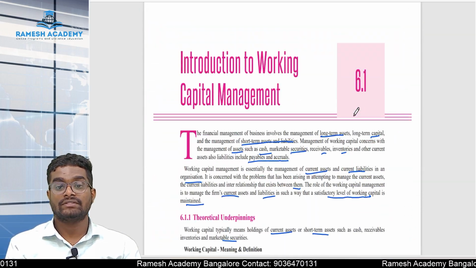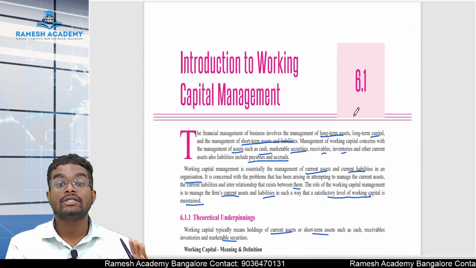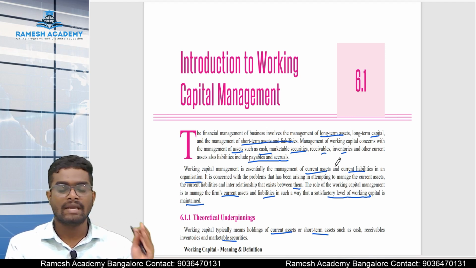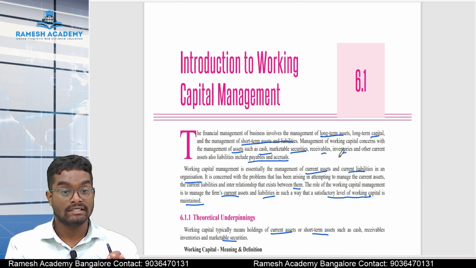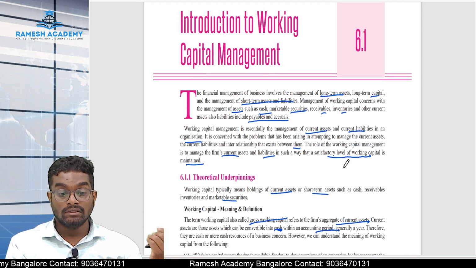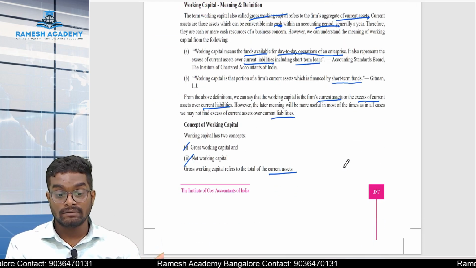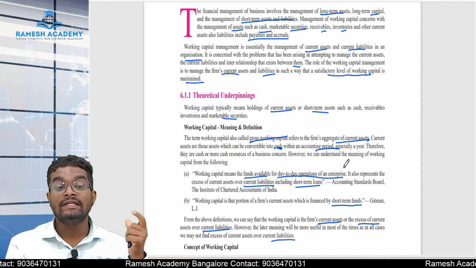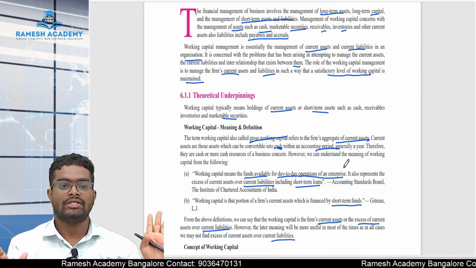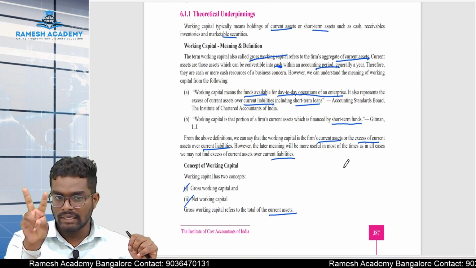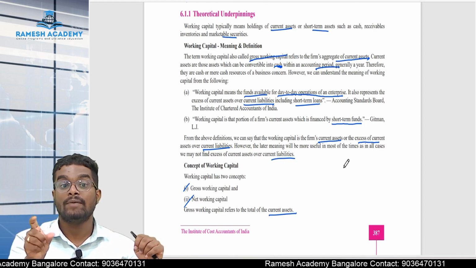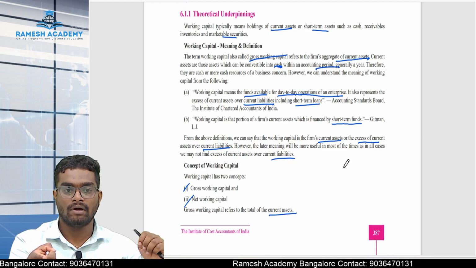First, we started with the introduction to working capital management. We saw the meaning of working capital: it is the excess of current assets over current liabilities. So we have two things: current assets and current liabilities. We saw the theoretical underpinnings, which means the definition of working capital. Various persons have given their own definitions, but what we understood is that working capital has two definitions. One is the excess of current assets over current liabilities, and the second is the amount which we should maintain for day-to-day operations.